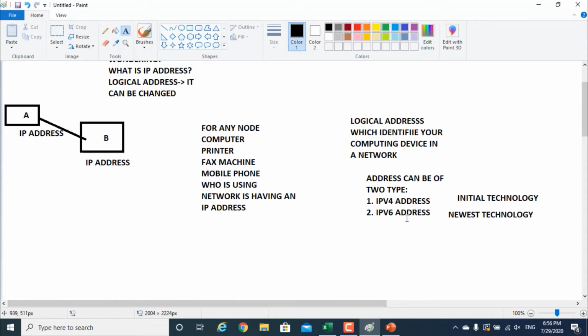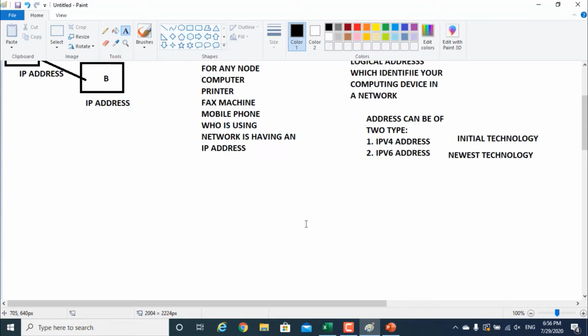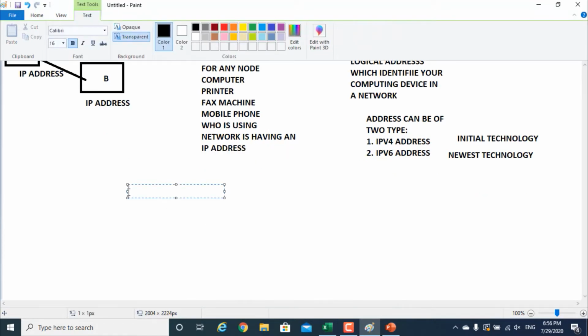To know the difference, you should know the architecture of IP version 4. IP version 4 is a 32-bit address, which can be represented in two ways.